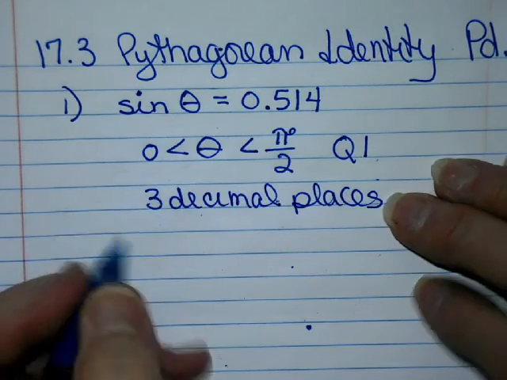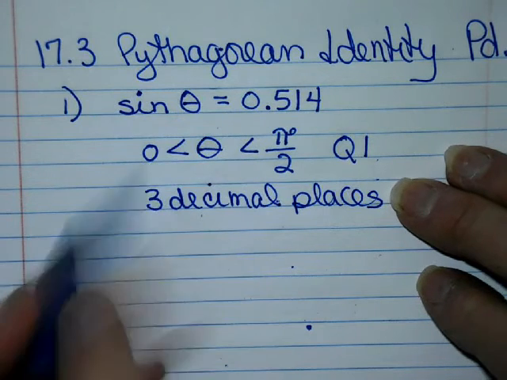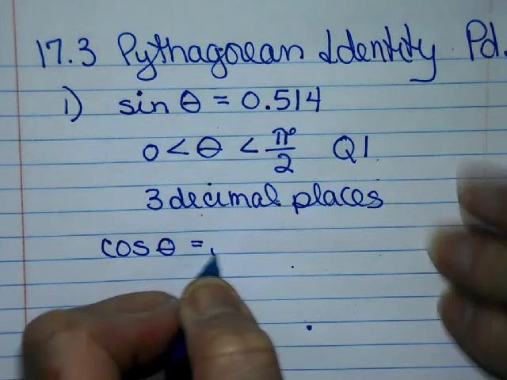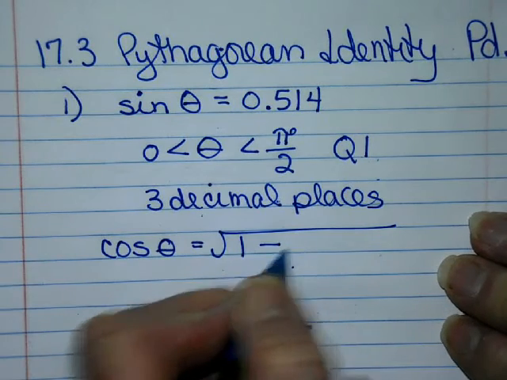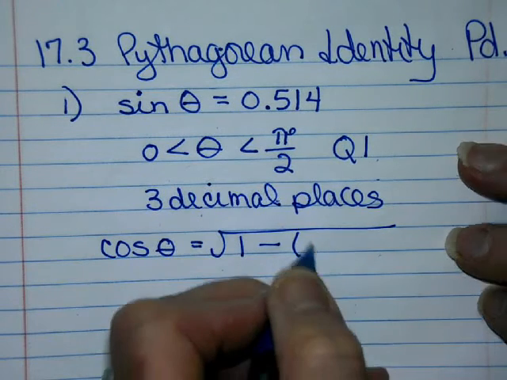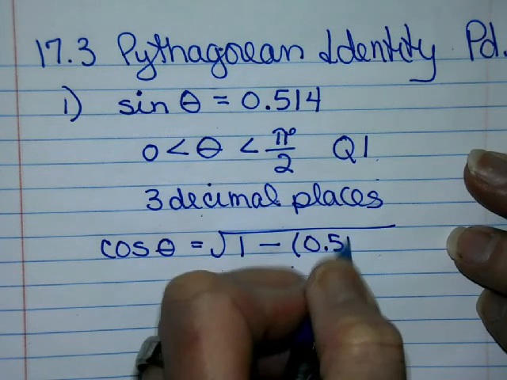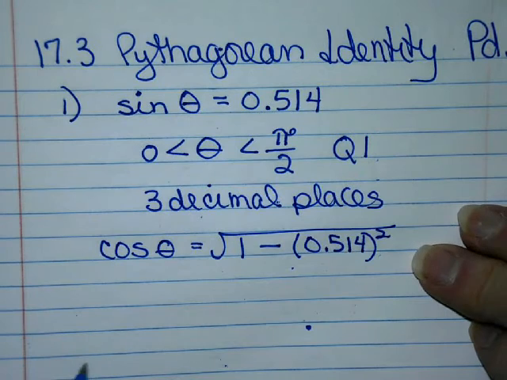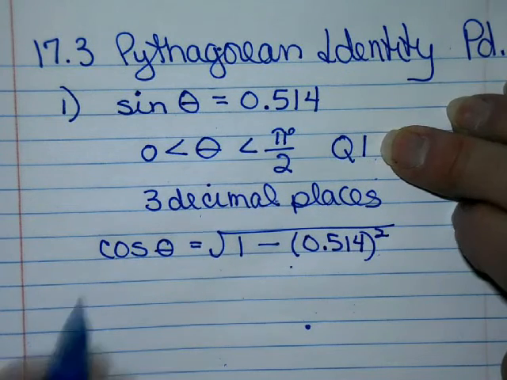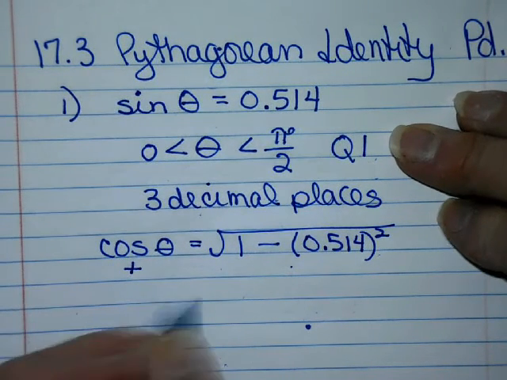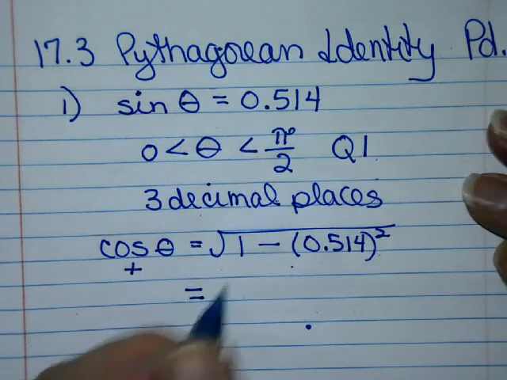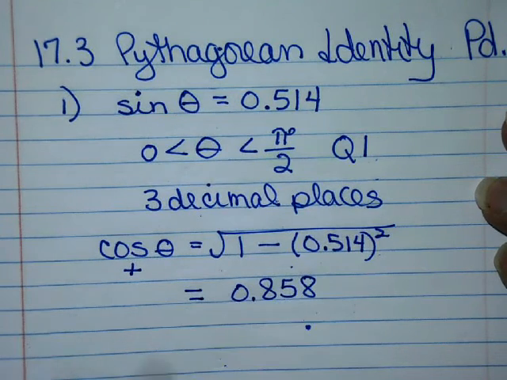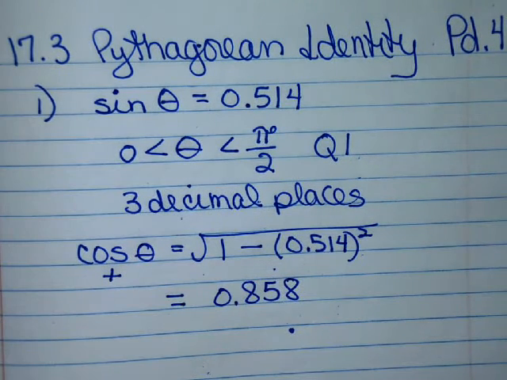So I use the cosine formula. Isn't that so cool? I'm going to go ahead and put in parentheses, but you don't have to put them in your calculator. And because it's in quadrant 1, the cosine answer is positive. So then I do my calculator and I get 0.858. I think it's 8577 something.